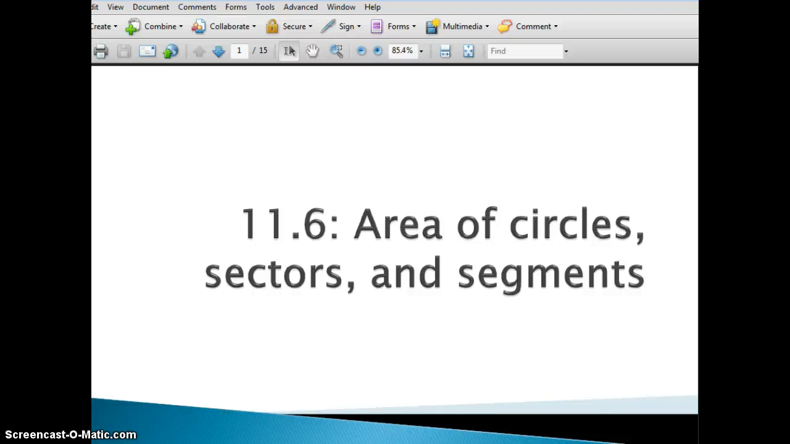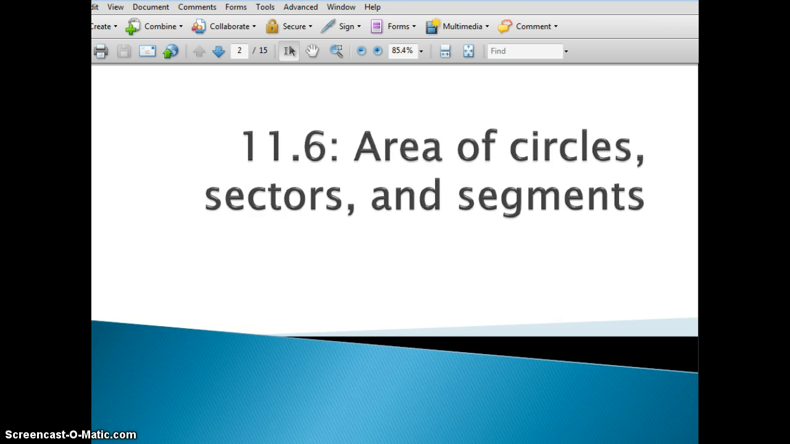Welcome to section 11.6, area of circles, sectors, and segments. Today we're going to look at how you find the area of a circle and how you find the area of sector shapes. Tomorrow in class we'll look at the actual segment procedure, because I think it's a little more involved than will suffice for the video. So first things first, area of a circle.